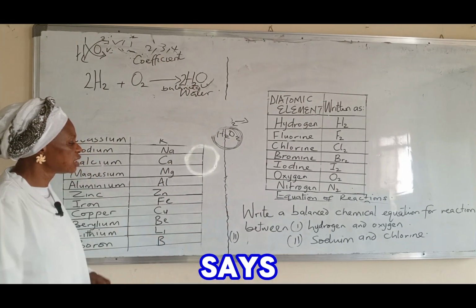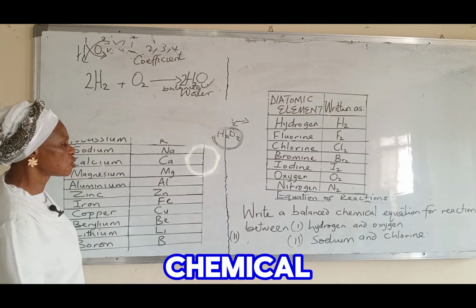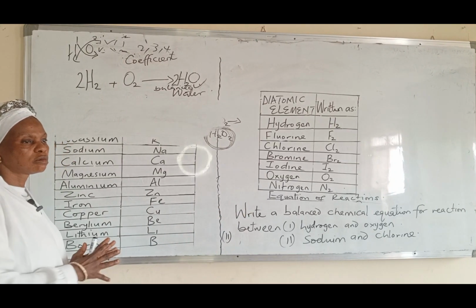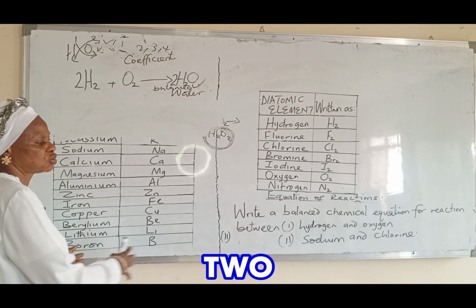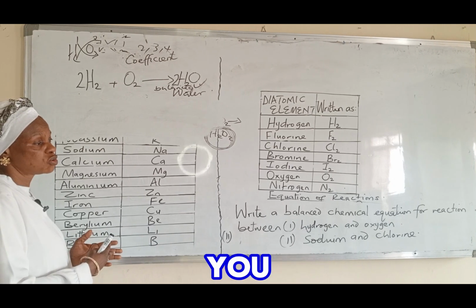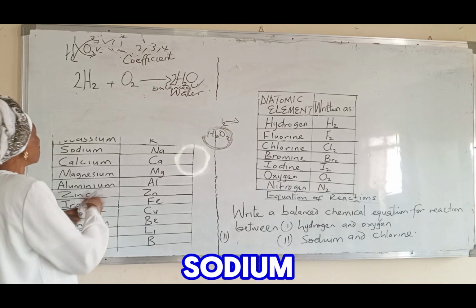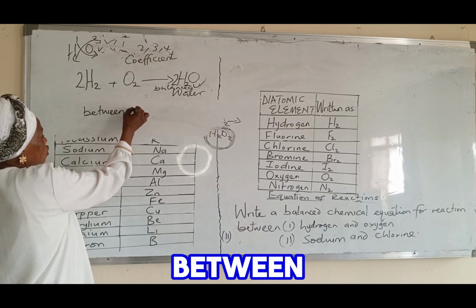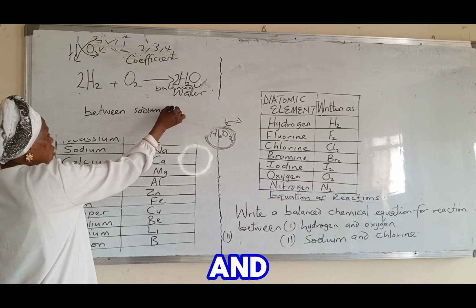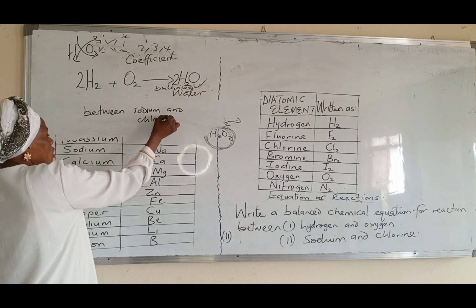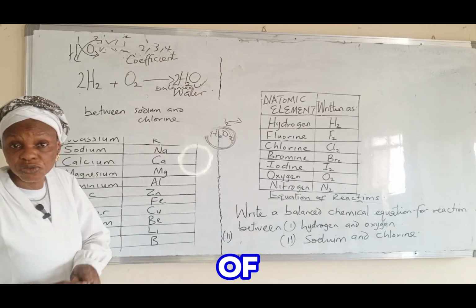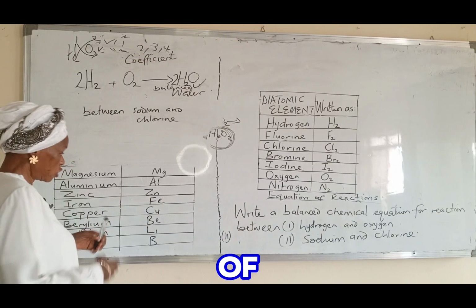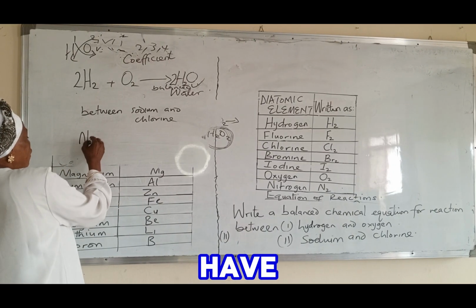The second question says we should write a balanced chemical equation for the reaction between sodium and chlorine. Again, as reactants, those two elements that are reacting together, you look at them, you see sodium, you write the symbol. Now we are doing between sodium and chlorine. You see? So you write the symbol. What's the symbol of sodium? Of course, the symbol of sodium is Na. So we have Na plus.